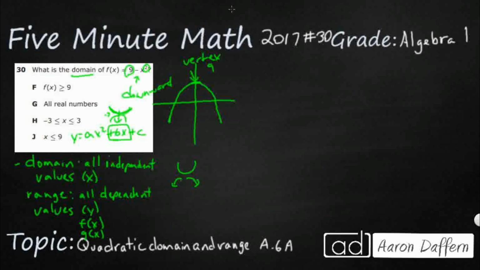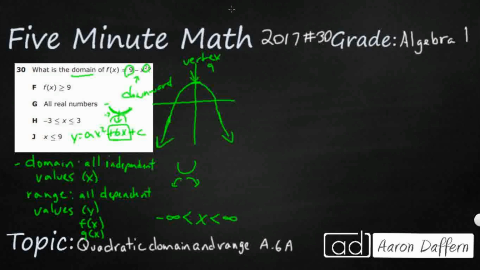So what are our x values? Well, our x values are going to continue forever. It's the y values that are restricted to below 9, but it's our x values that go on forever. So I'm thinking it's going to be all real numbers. We would show that mathematically with x greater than negative infinity and less than infinity. Or you could say all real numbers.